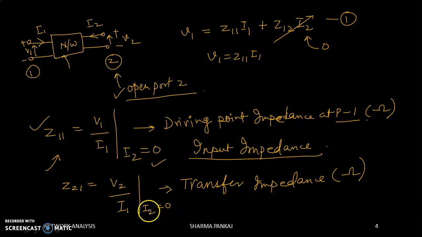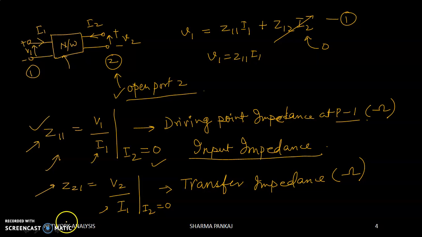Dear friends, we have opened port number 2 and calculated two of the parameters among four parameters. Among Z11, Z12, Z21 and Z22 we have calculated this one and this one, that is Z11 and Z21. We have calculated only those parameters whose value was not dependent on current I2. See this. Okay. Now the remaining two can be calculated by the similar process.